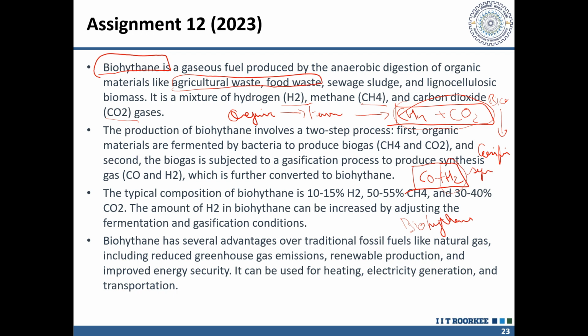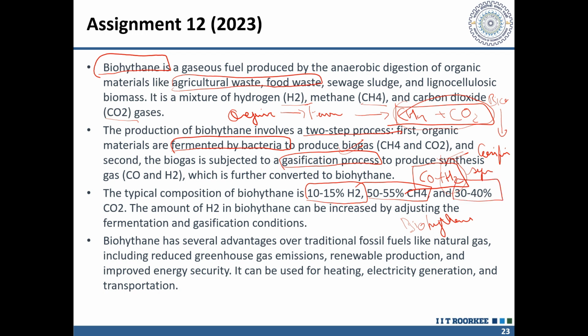So, bioethane involves two-step processes. First is the fermentation by bacteria to produce biogas, and the second is the gasification process to produce synthetic gas. Now we can also adjust the amount of methane, carbon dioxide, or hydrogen. We can adjust these compositions by controlling the gasification or the fermentation process. By controlling the process in different ways, we can get varying combinations. And biohydrogen is typically 10 to 15% hydrogen, 50 to 55% methane, and 30 to 40% CO2.